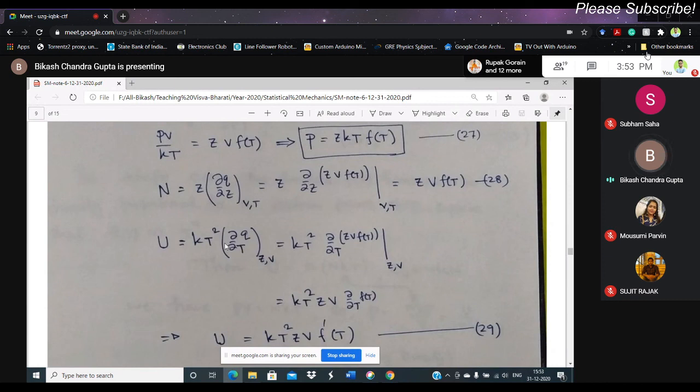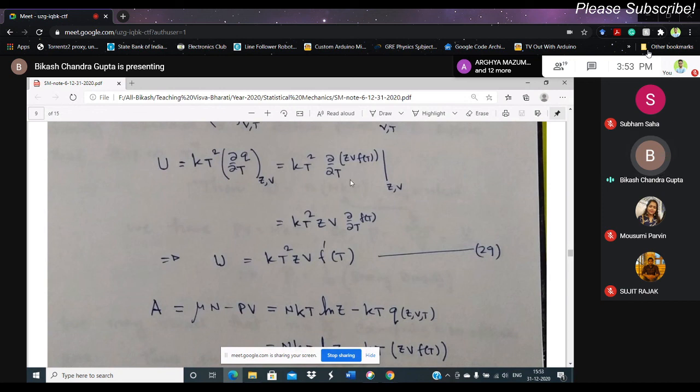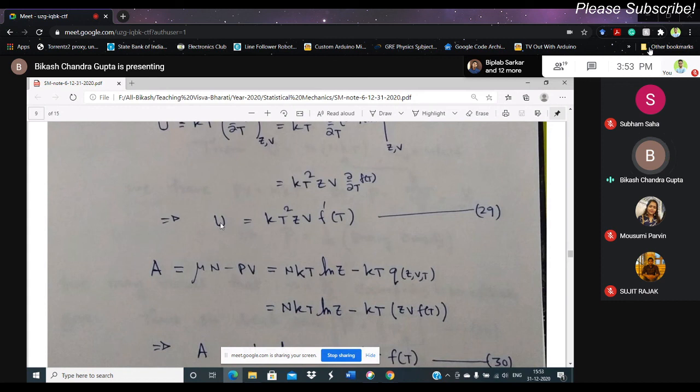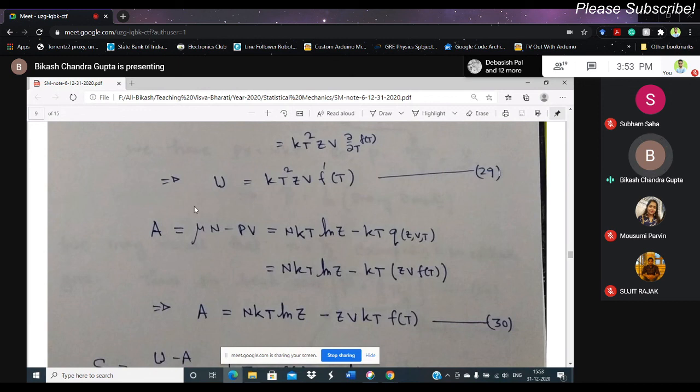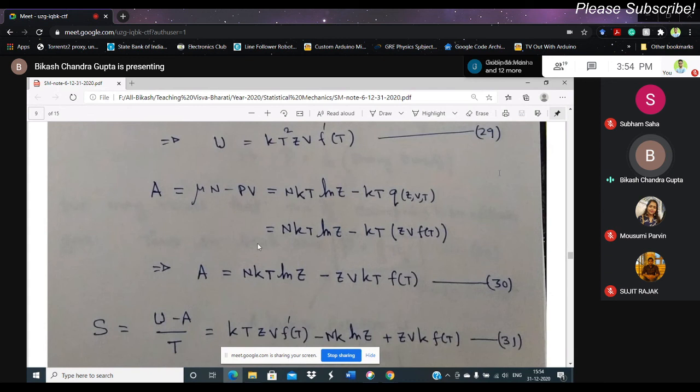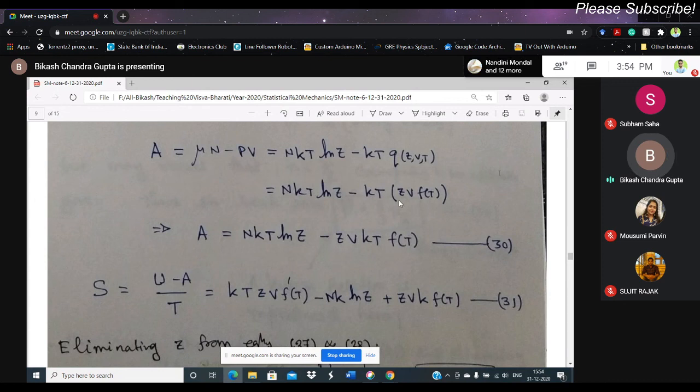And U, now you recall, is kT squared del Q del T, and of course Q is Z V f(T), and therefore this is kT squared V Z f prime(T), because in this case Z and V are constant, del T of f(T), so f prime(T). This is the expression for your average energy, okay? And from now onwards, n bar is denoted by N, E bar is denoted by U. Then A is G minus PV, that is mu N minus PV, and mu in terms of the fugacity is this, multiplied by N, and PV is the same thing that we have already seen, and Q you express as Z V f(T), and therefore the A expression is this, and that is stored in 30.